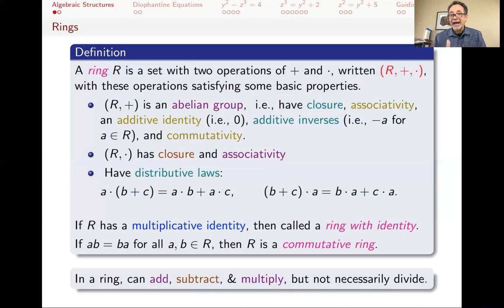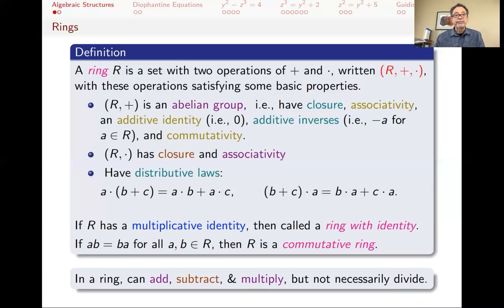So in a ring, you can add, you can subtract, and you can multiply, but you cannot necessarily divide. A prototypical example would be the set of all integers. You can add two integers, multiply them, subtract them, but you can't divide because 1 divided by 3, for example, is not an integer.